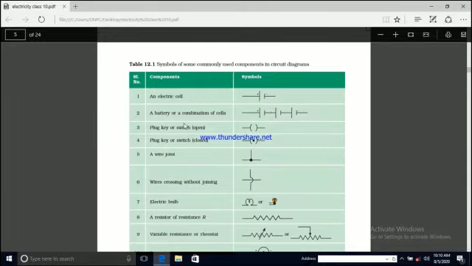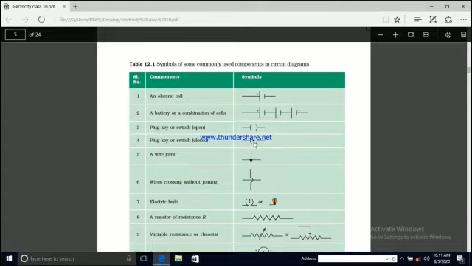The third thing is the plug key or switch. Yesterday we had seen the plug key or switch. There are two types, open circuit and closed circuit. When the switch is open, the circuit will be off, and when the plug key or switch is closed, the circuit will be on. So there is only a simple difference. If the plug key is in the on position, that circuit is known as a closed circuit.